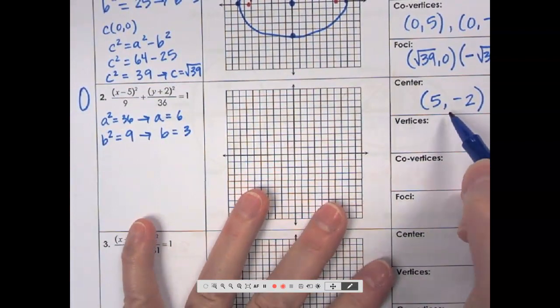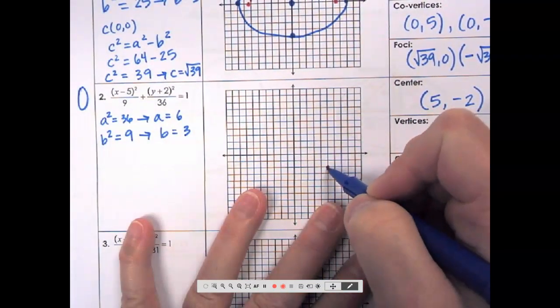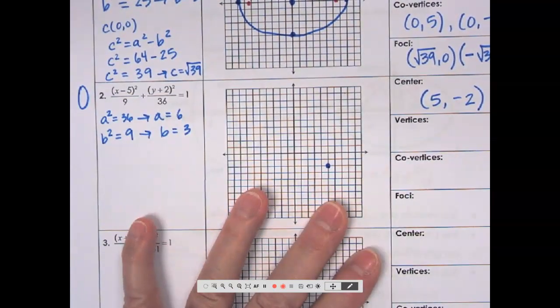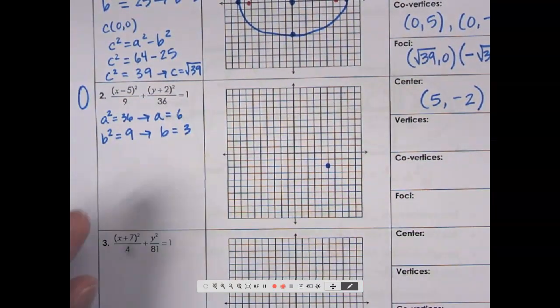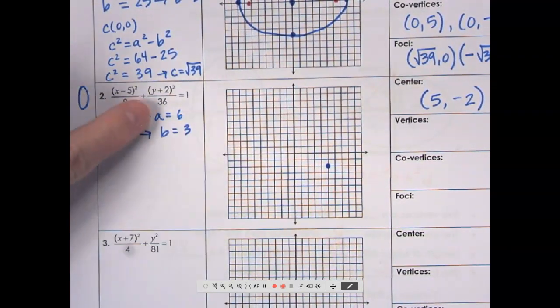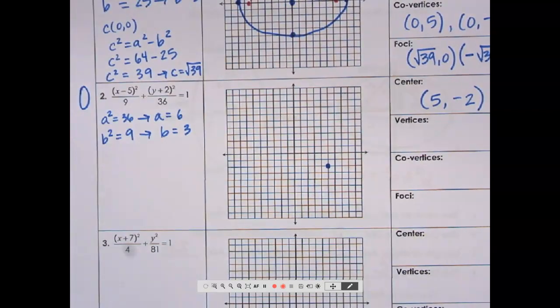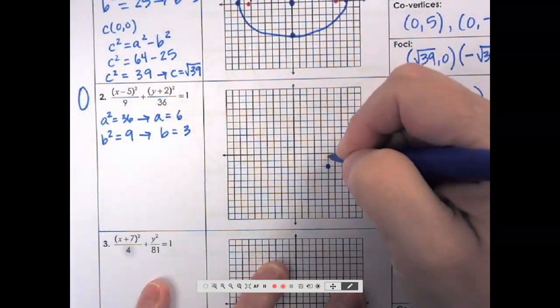Okay, I'm going to plot the center point. Go over 5 and down 2. There's the center. From the center, I am going a distance of 6. But remember that 36 was under the y term. So that means y direction, 6 units. Up 6, down 6.